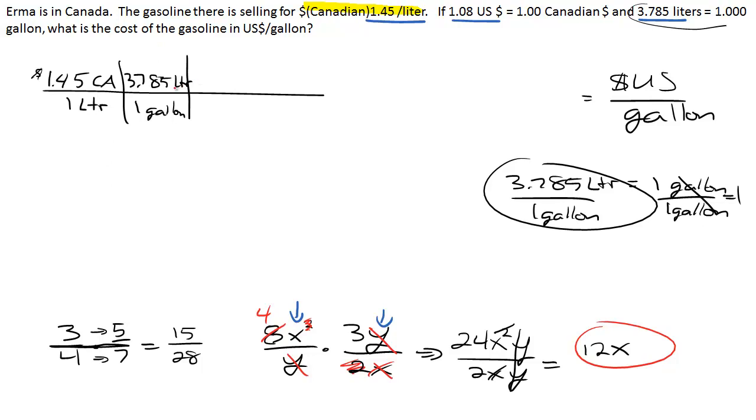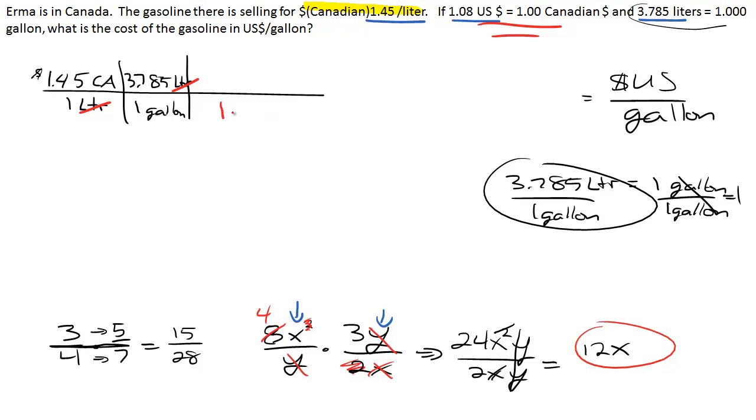And now these liters cancel, right? Just like this y and this y would cancel. The liter and the liter would cancel. And now if I do this multiplication, I'll have some number in Canadian dollars per gallon. But I don't want Canadian dollars. I want US dollars. So I need to use this last conversion, and since I need to get rid of Canadian dollars up here, I need Canadian dollars down here.